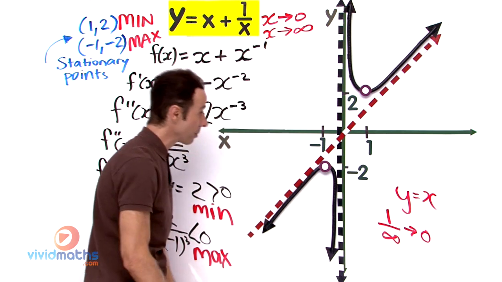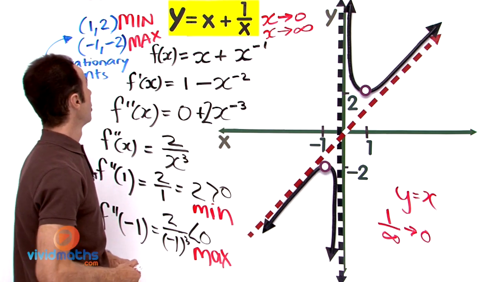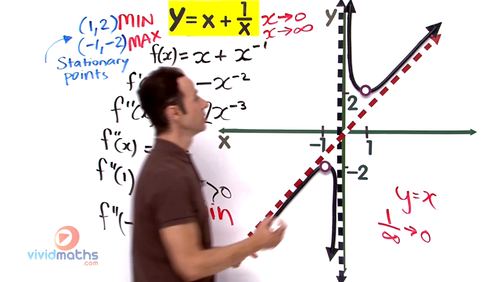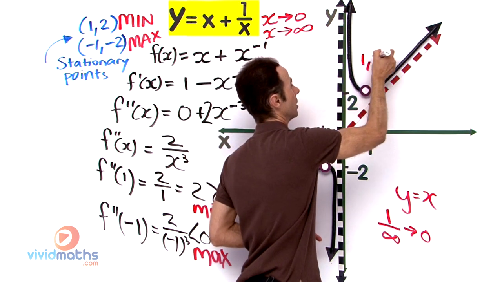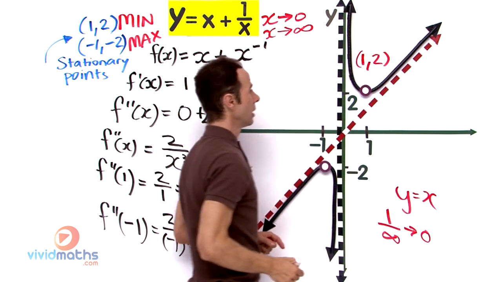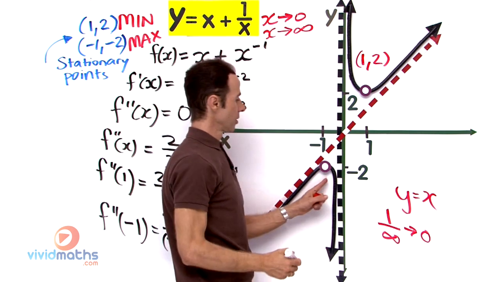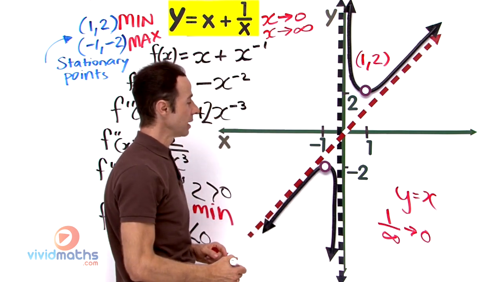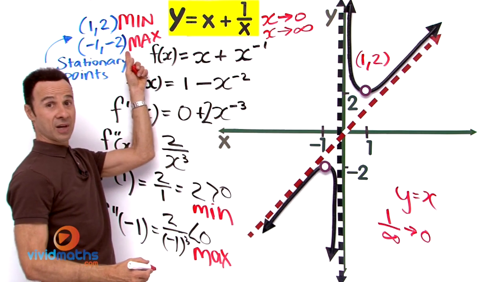Let me just mark up the actual coordinates again. We have the minimum of 1, 2. There's 1, 2. And then we have the maximum here of -1, -2. That's our maximum there.